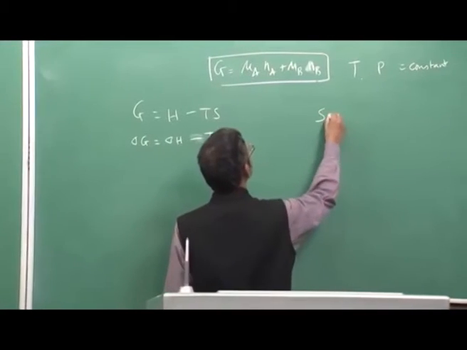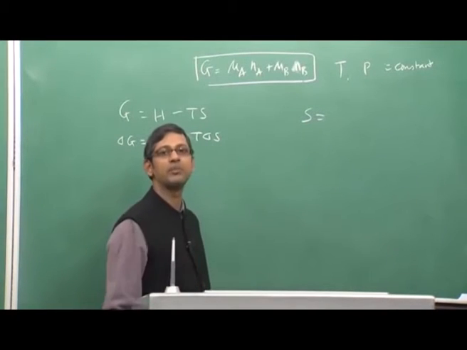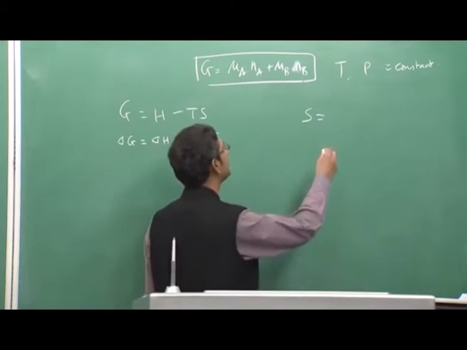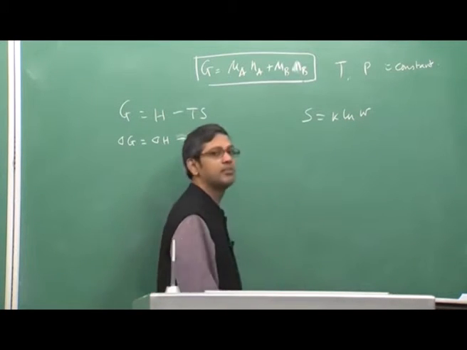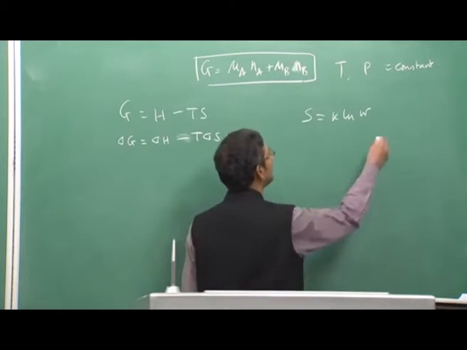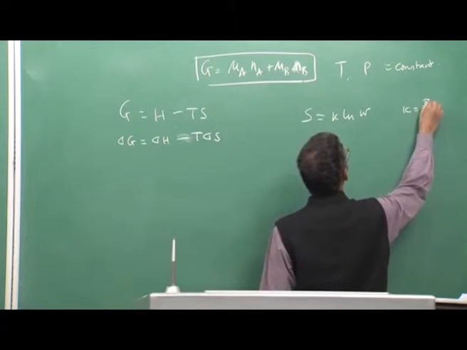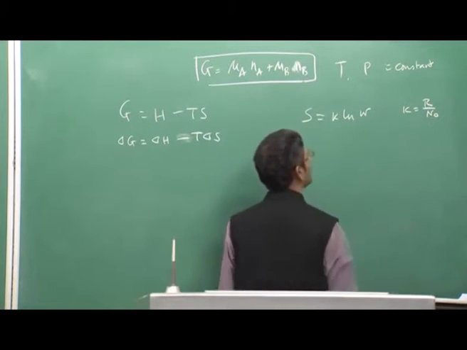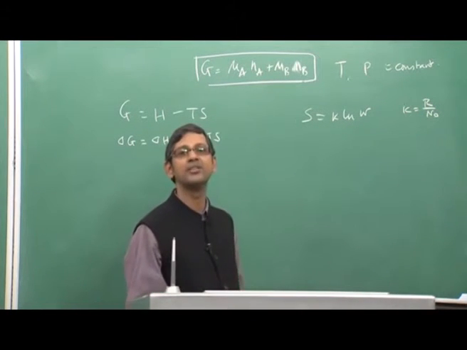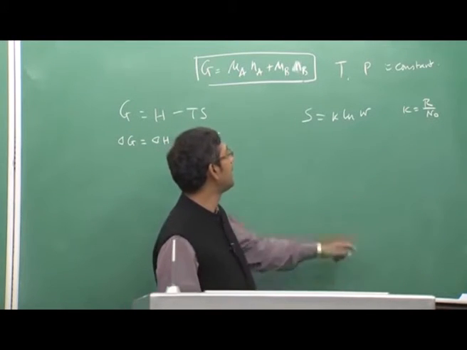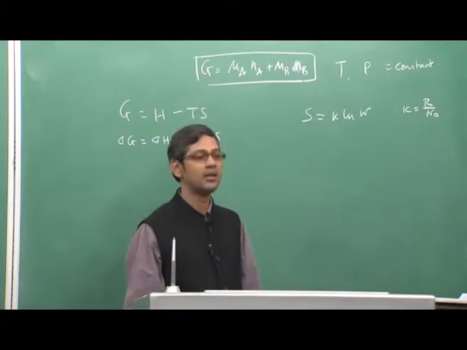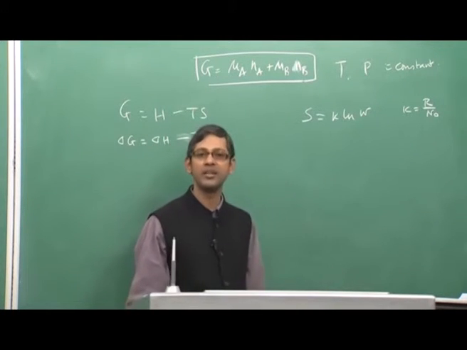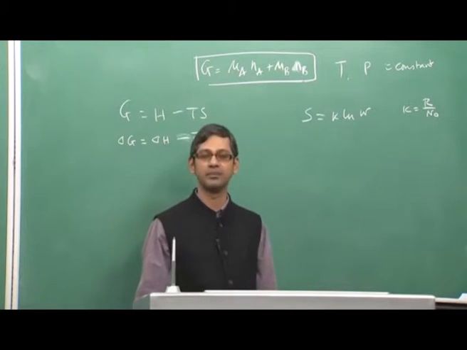We know that S, or entropy, as per Boltzmann formulation is given as k ln W. k is the Boltzmann constant, and k can also be written as R by N0, where R is the universal gas constant, N0 is the Avogadro number, and W is nothing but the number of probable arrangements possible in the system.